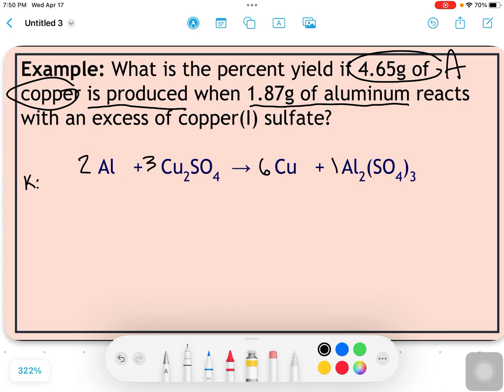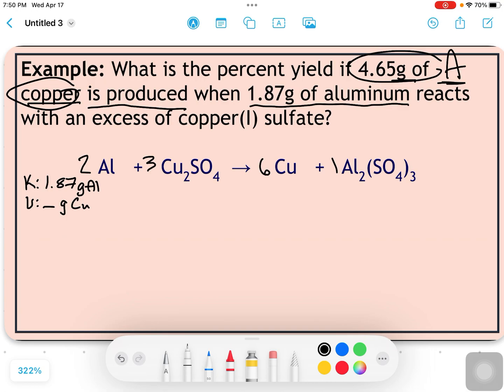So our known in this problem is 1.87 grams of aluminum. Our unknown needs to match the units of our actual, so it would be grams of copper. Okay, so now that I have my known and unknown figured out, I now need to solve my stoichiometry before I can get into the percent yield equation.